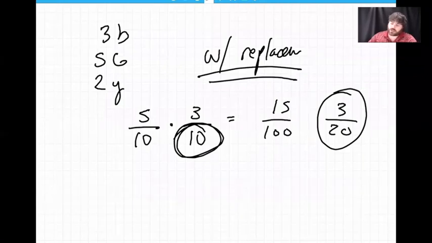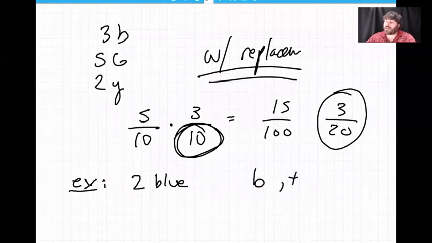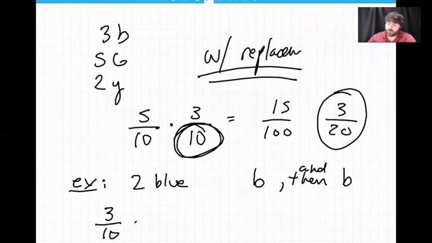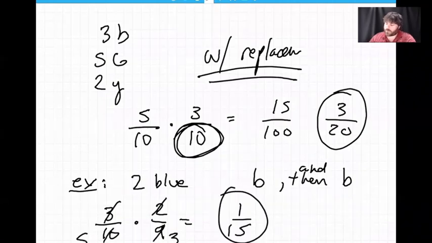Okay, and just to confirm, let's do one more. What if it said, what's the probability of grabbing 2 blues? Okay, and remember, this is a blue and then another blue. So the probability of blue, since there was 3, it's 3 out of 10. Remember, you do not put it back in, so now there's only 2 out of 9. That's how you would calculate it. So basically, it is 1/15. Okay. All right.